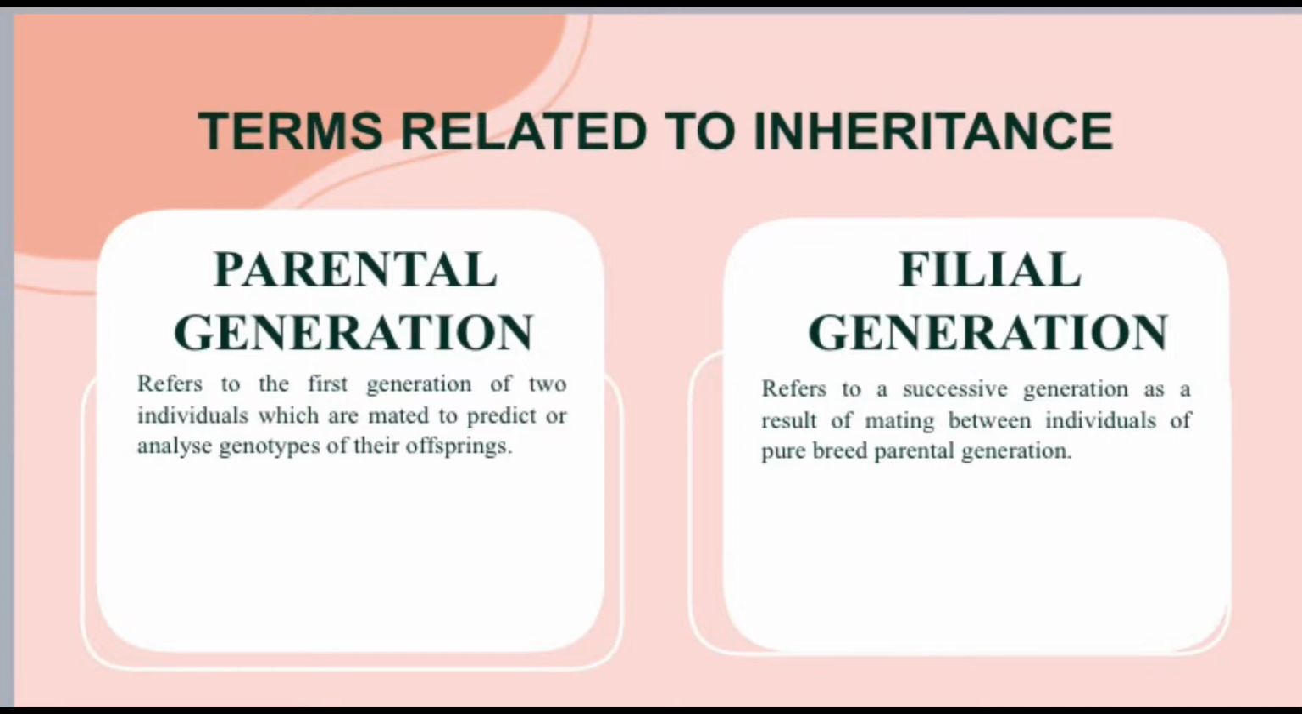Like the first generation. Okay, for the next one we have filial generations, which refers to successive generations as a result of mating between individuals of the pure breed parental generation. They are considered the product of the parental generation that are pure breed.